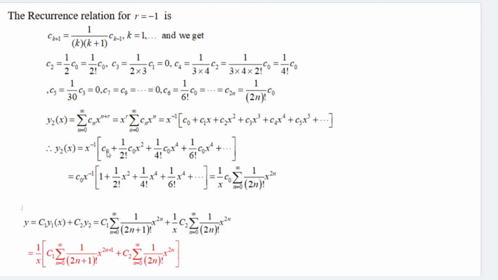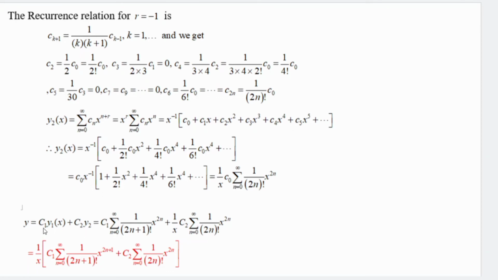When we take c0 common, then we get this one. This one we can write in terms of n terms, but if you cannot write it in terms of n, no problem, you can keep the series like this. So our general solution will be y equal to C1 y1(x) plus C2 y2(x).